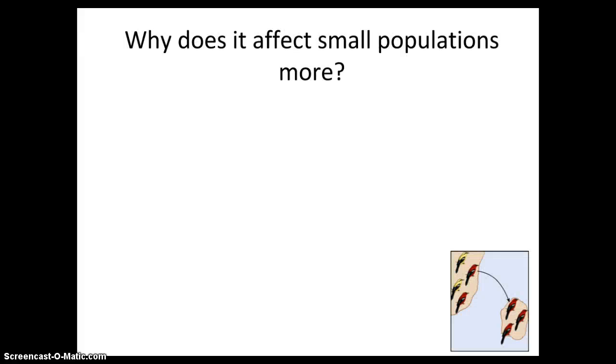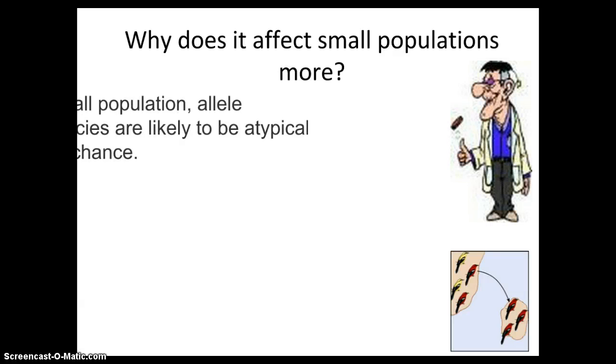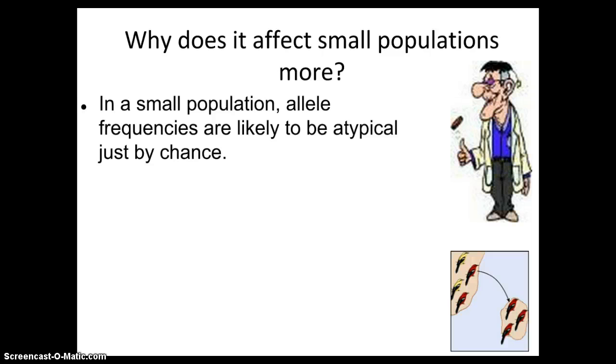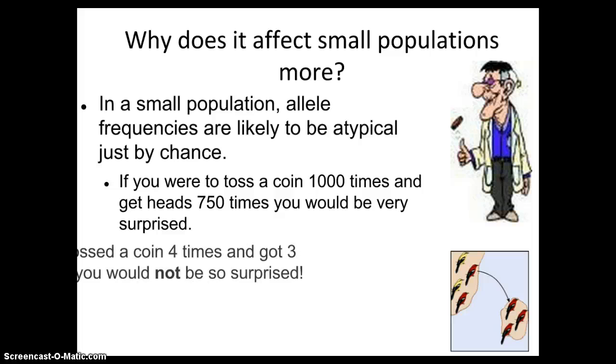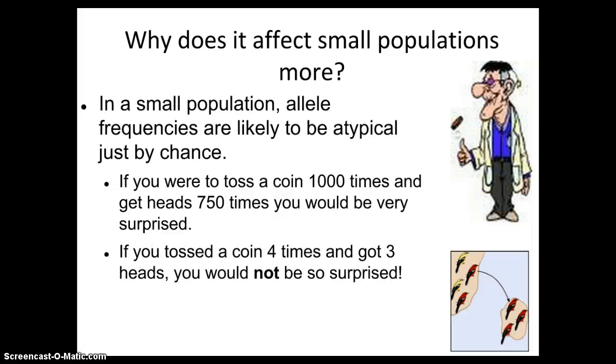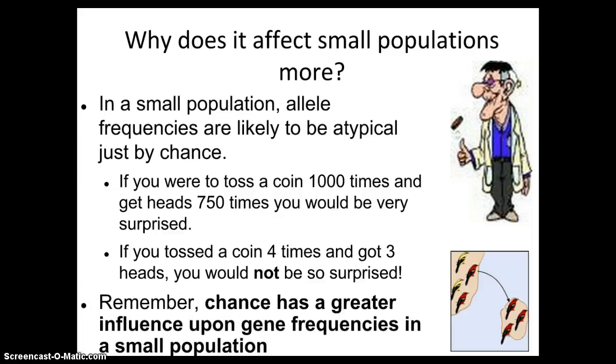So why does it affect small populations more? Well, just like when you're flipping a coin, if you were to toss a coin 1,000 times and got 750 heads, you'd be pretty surprised. But if you tossed a coin 4 times and got 3 heads, you'd be like, oh, no big deal. So chance has a greater influence upon gene frequencies in small populations.